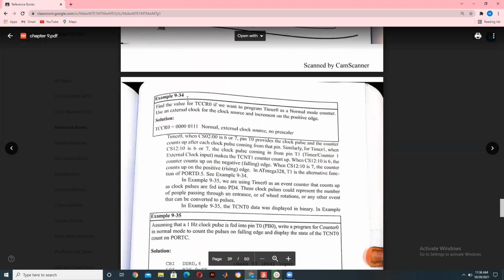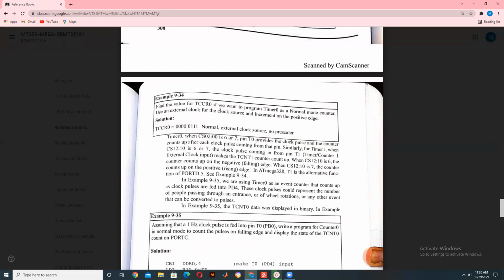In this example, to find the value of TCCR0, we want to program timer 0 as a normal mode counter, use the external clock for the clock source and increment on the positive edge. For the positive edge, no prescaler is used, an external clock source, normal mode. It does not have a fixed prescaler as well. So it would be zero. All the first four are zero, and then it would be 0x07, and that would be the answer.